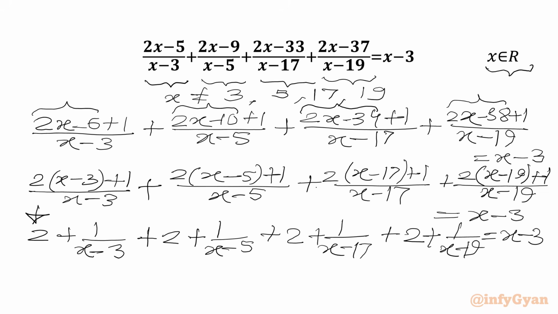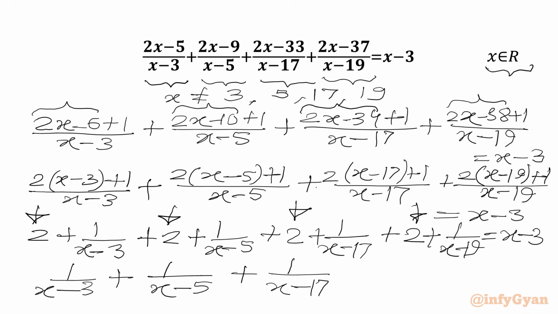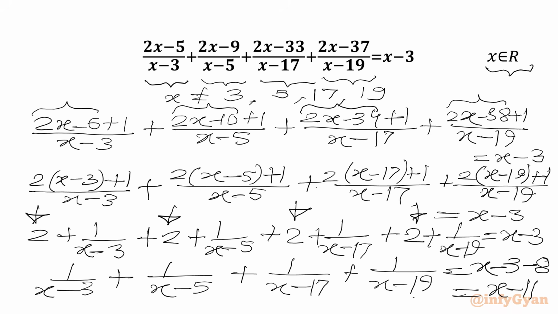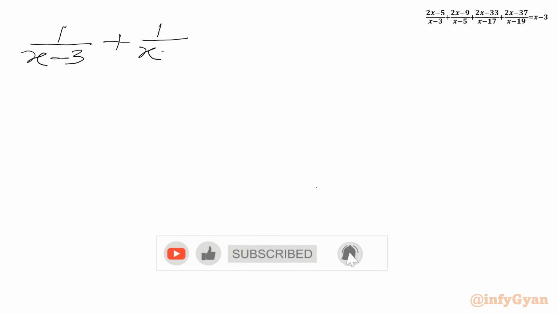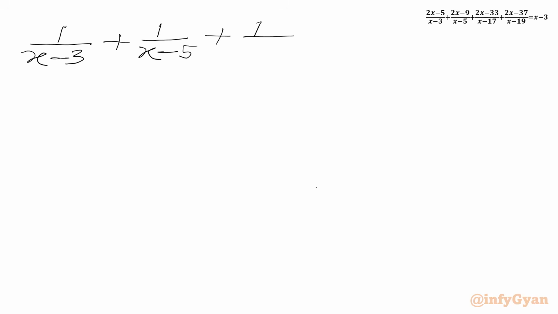Now we have 2 plus 2 is 4 plus 2 is 6 plus 2 is 8, which we will take to the RHS. So we will write here 1 over x minus 3 plus 1 over x minus 5 plus 1 over x minus 17 plus 1 over x minus 19 will be equal to x minus 3 minus 8, which is x minus 11. Now we will write the equation: 1 over x minus 3 plus 1 over x minus 5 plus 1 over x minus 17 plus 1 over x minus 19 equal to x minus 11.